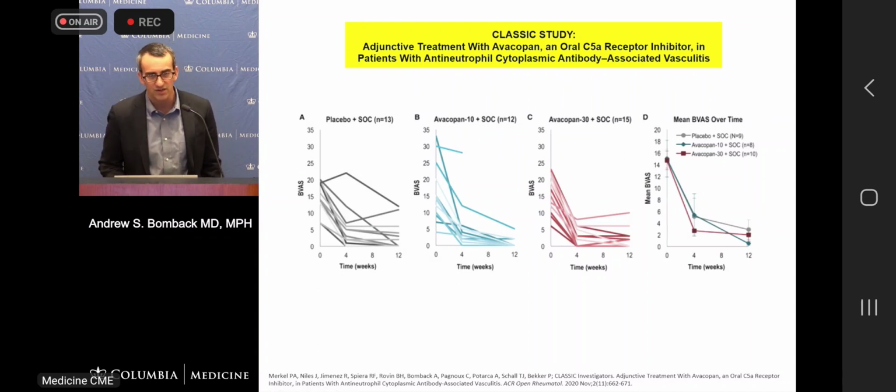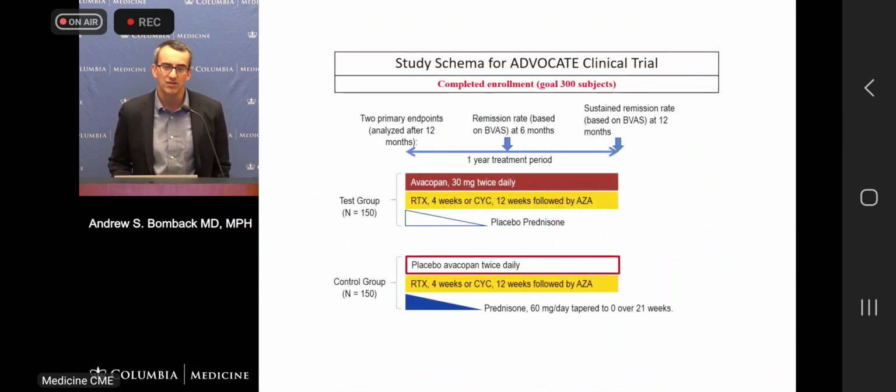Fortunately, the CLEAR study, which I showed you earlier, which had that steroid-sparing component, is the one that held more weight as they moved on to the phase 3 study, which is the ADVOCATE trial. And this is a pure steroid-sparing type of study where everybody gets induction therapy. It was up to the treating physician whether they wanted to use Cytoxan or rituximab.